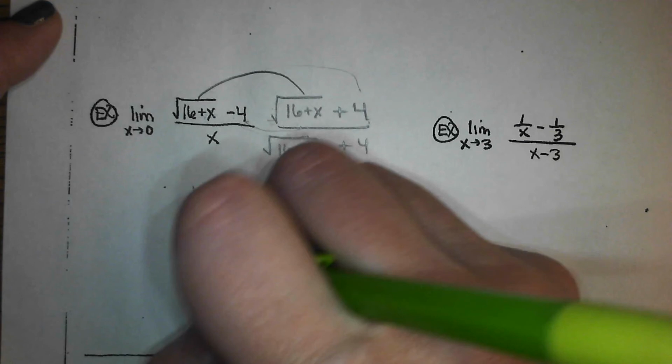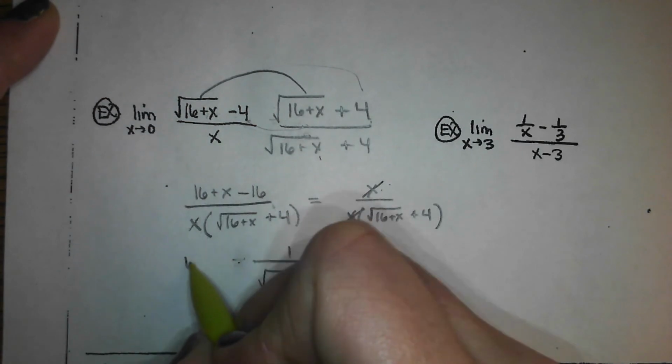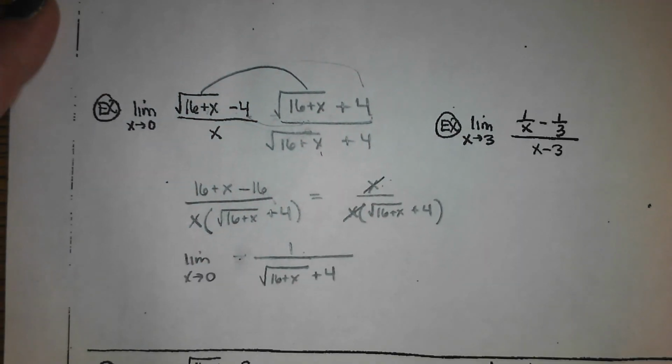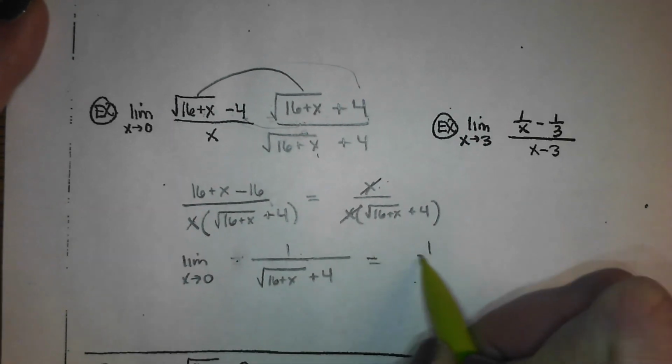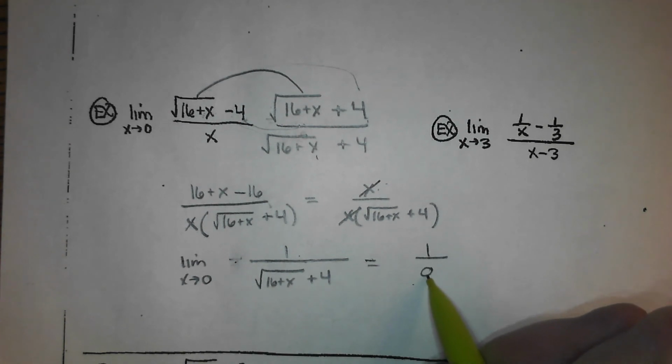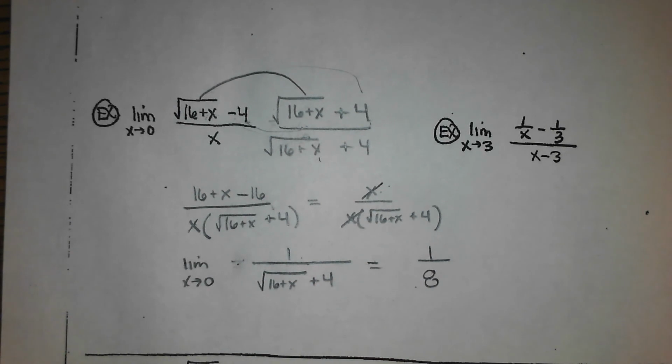Now I'm going to try to reevaluate. I've manipulated, and I'm going to retry to find the limit. By plugging in a 0, I get 1 over what? What does the denominator become when I plug in a 0? 8. Okay?